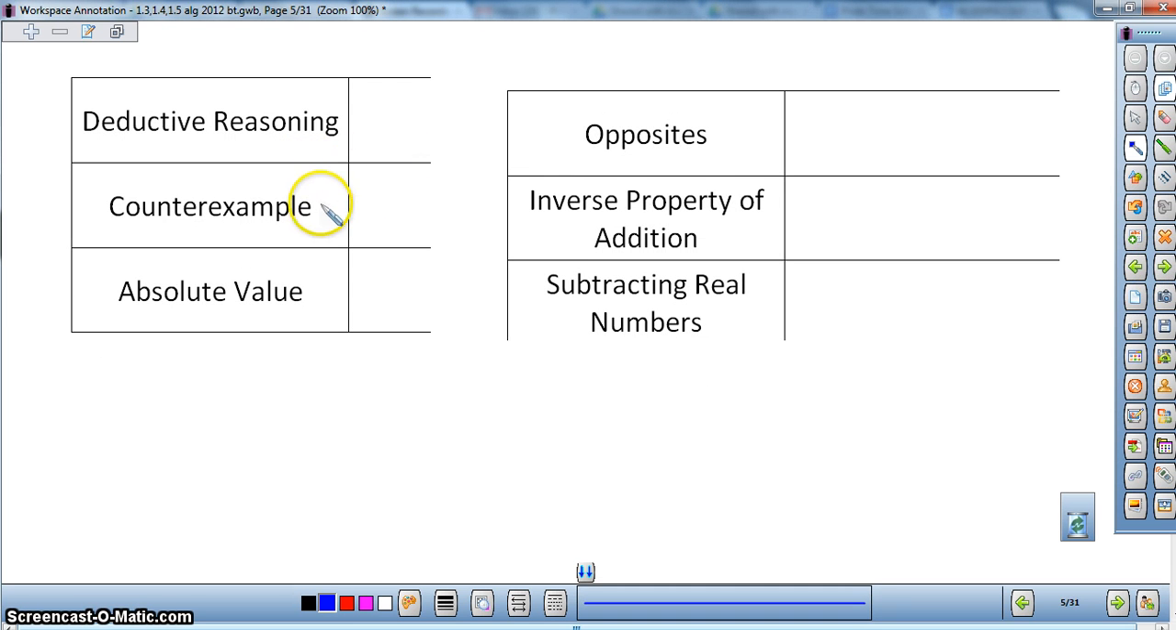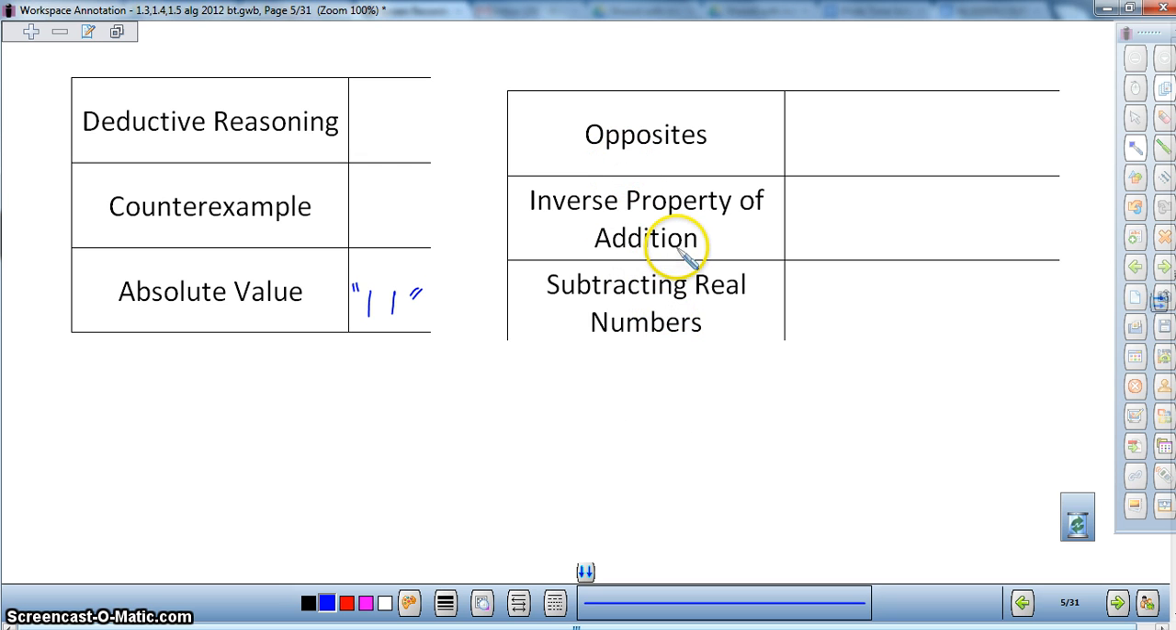Deductive reasoning, counterexample, those are in the video. Absolute value, you should know that. That is the distance from zero. The symbol we use, if you remember, is two straight lines, and that's simply the distance from zero. Opposites are two numbers that add to zero. They have the same absolute value. Opposite numbers will have the same absolute value.